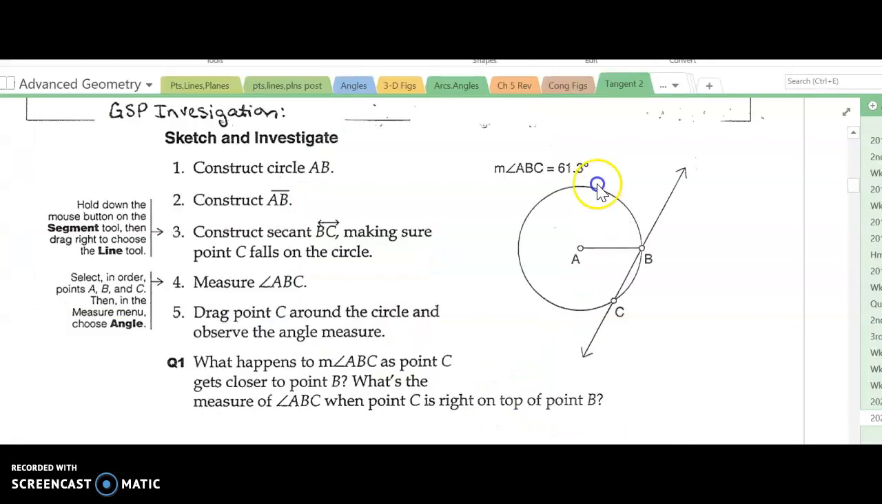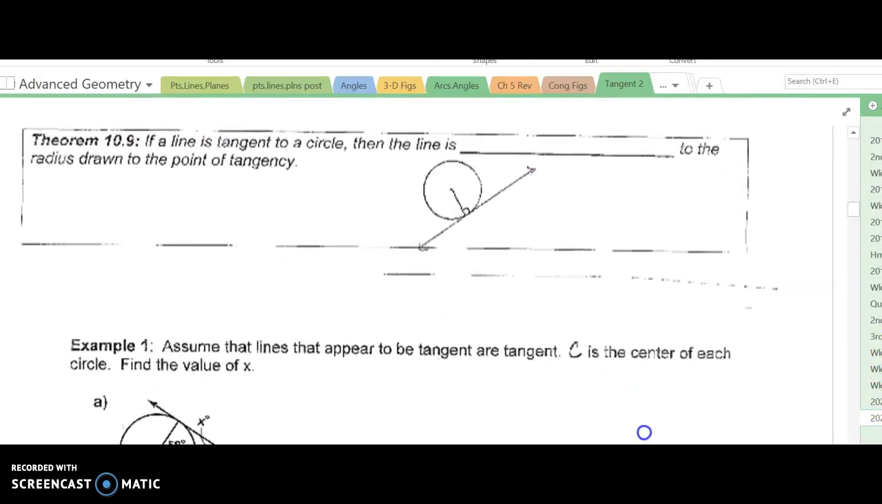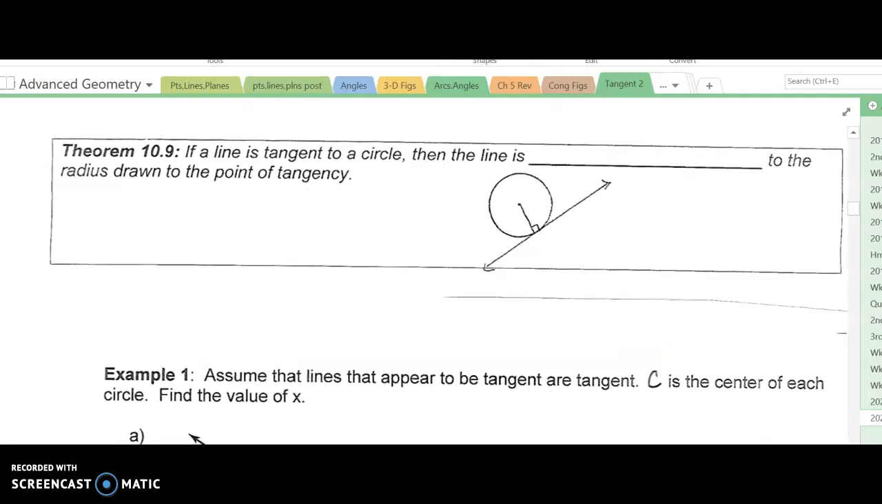And friends, that is our first theorem for today: if a line is tangent to the circle, the only way that can happen is if it's perpendicular to the radius drawn at the point of tangency. Then the line is perpendicular. So this is always going to happen. Here's my tangent just to give you the full visual. Tangent lines are always going to form a 90-degree angle with the radius.